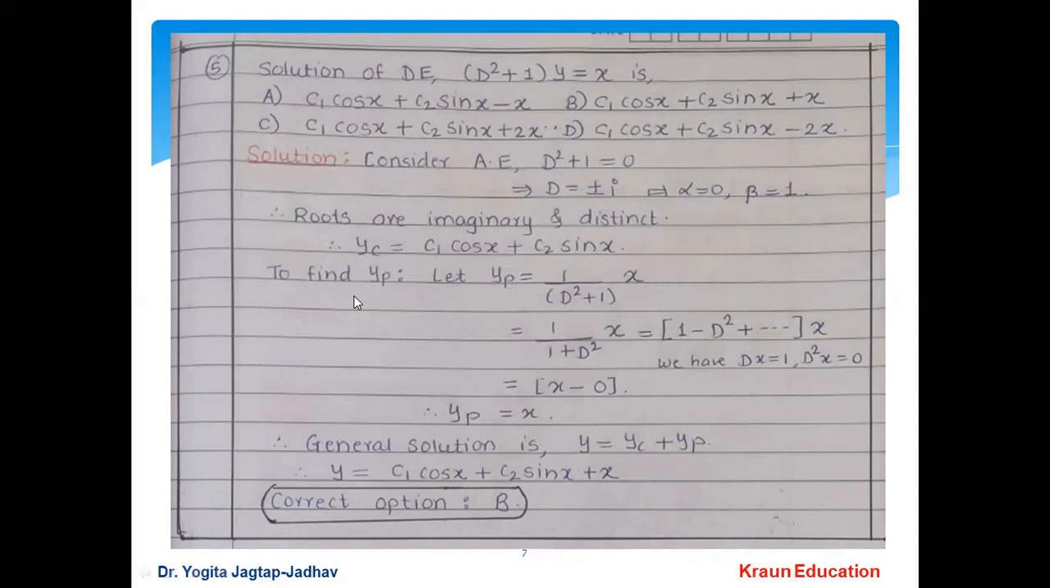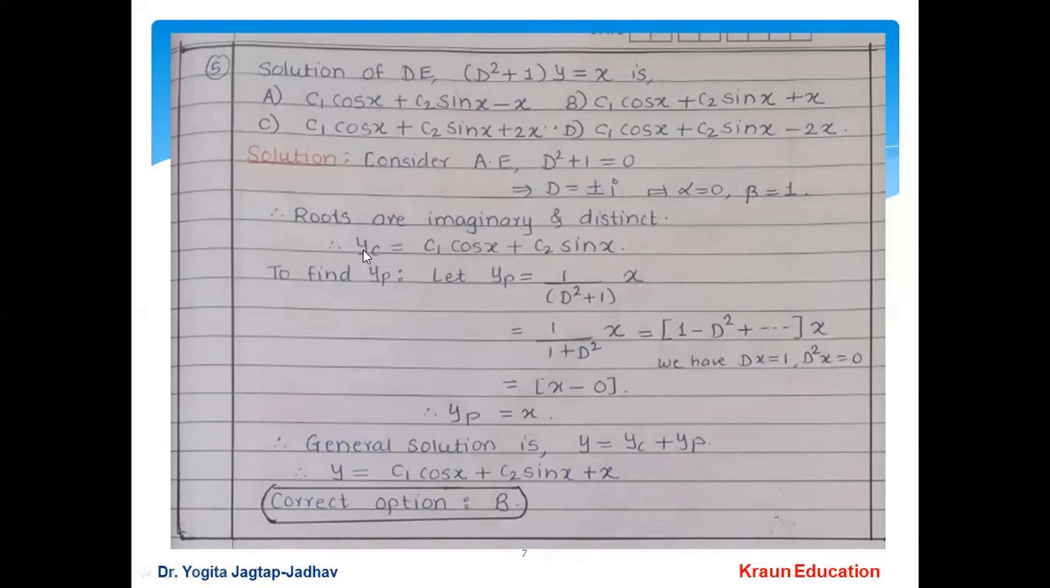Now to find out the particular integral, we have yp equal to 1 upon d square plus 1 operating on x. Here just rearrange the denominator as 1 plus d square, because x is what? It is a polynomial in x or algebraic function. Now using the binomial series, we can expand this 1 upon 1 plus d square as 1 minus d square plus, and so on. Here you know derivative of x with respect to x is 1. D square, the second order derivative of this x, is equal to 0. All higher order derivatives become 0. Multiplying that x inside the bracket, what we have? 1 into x is x, and d square of x is equal to 0. Therefore, we have yp equal to simply x.